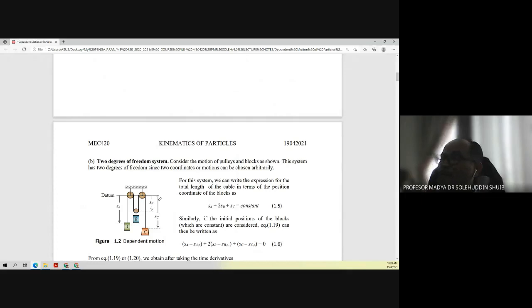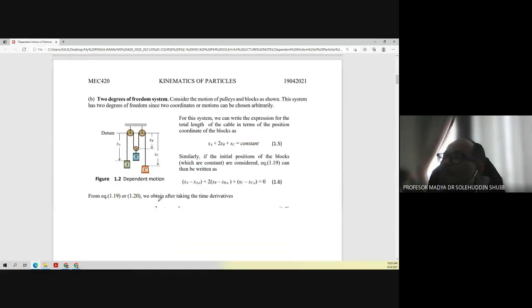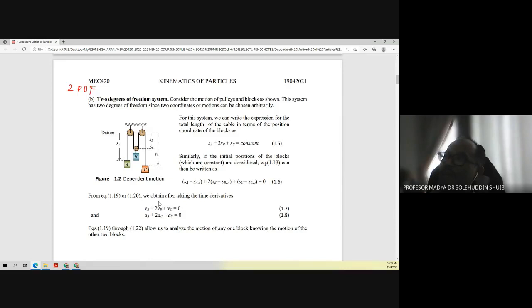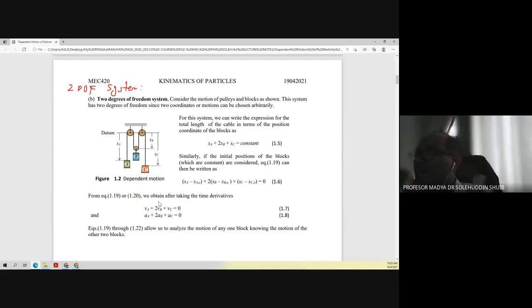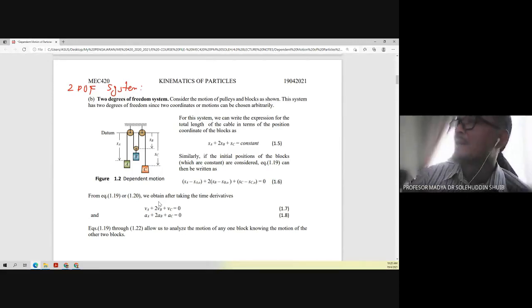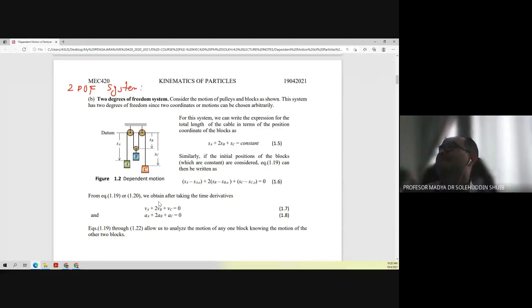Now we proceed to another one, which is a 2 degree of freedom system. Just now is 1 degree of freedom system. Now is 2 degrees.